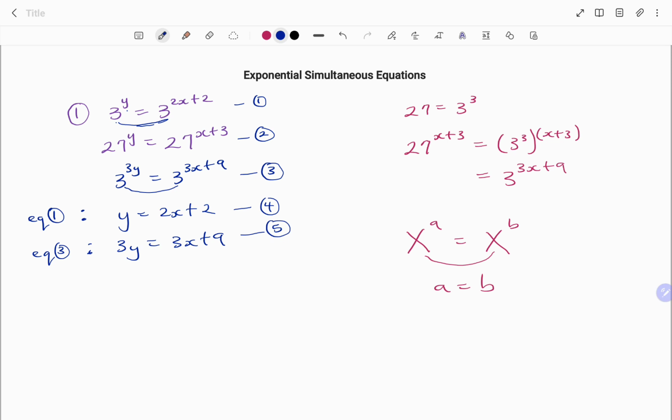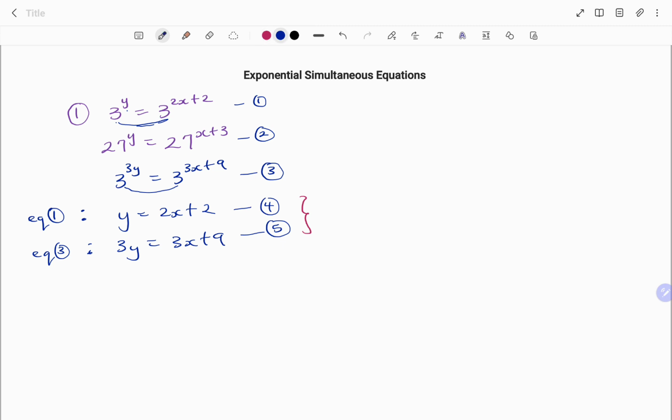Now I have two simultaneous equations to work with, which are simpler than the exponential form I started with. And because I already have the value of y to be 2x plus 2, I can substitute equation 4 into equation 5. So every occurrence of y in equation 5, I'm going to replace with 2x plus 2. So my new equation is going to be 3 in bracket 2x plus 2 equals 3x plus 9.